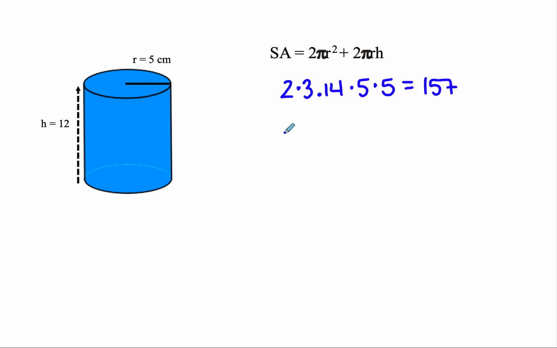Okay, now I'm going to do the second part. It starts off the same, 2 times pi times radius. But instead of doing radius squared, now we're doing radius times height. So instead of another times 5, I'm going to do times 12.